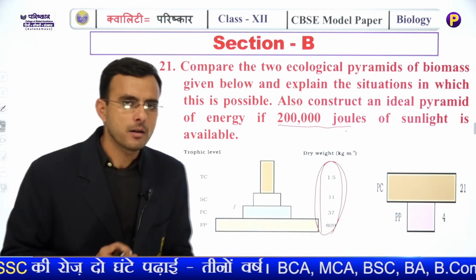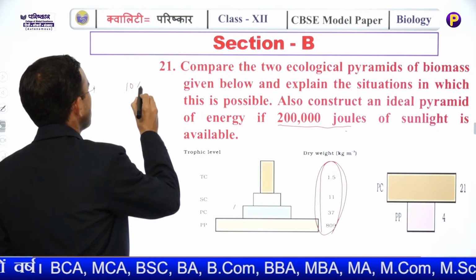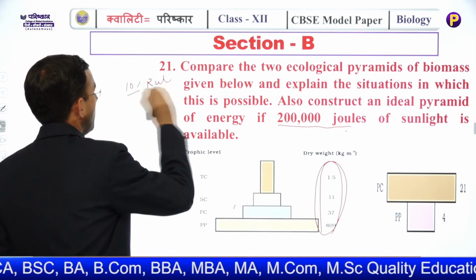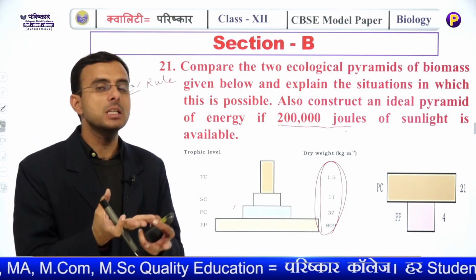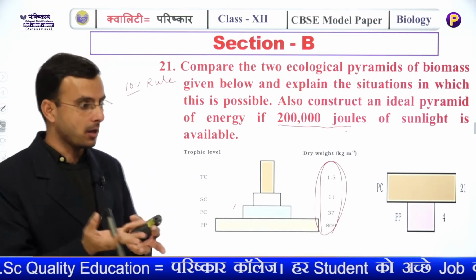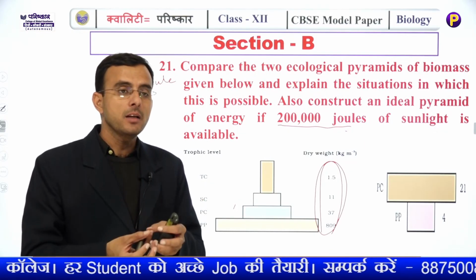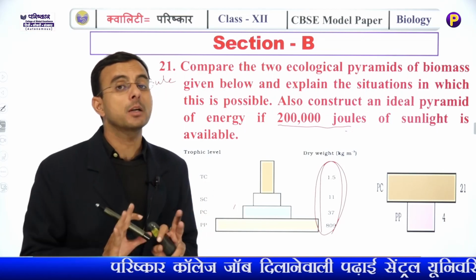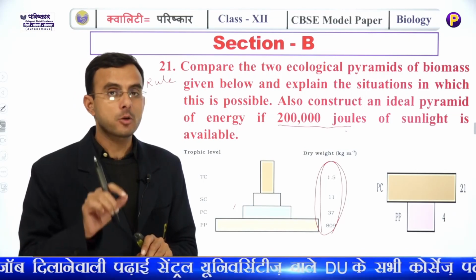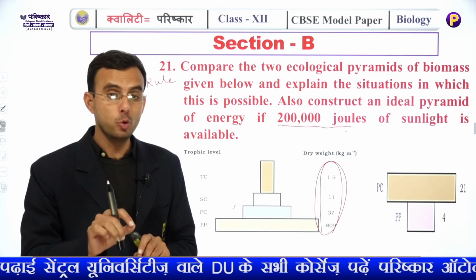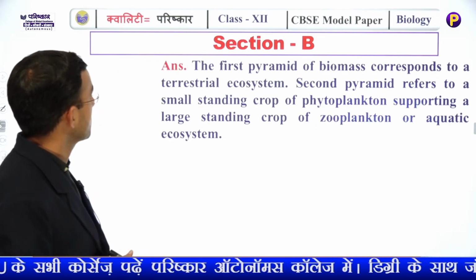Now how to write the answer? Now look at this one. There is a 10% energy rule. Whatever the amount of energy present in an ecological system from sunlight, 10% of that energy is transmitted to the further trophic levels. So you have to apply that 10% energy flow rule to solve this one, because after applying this, you get the answer.